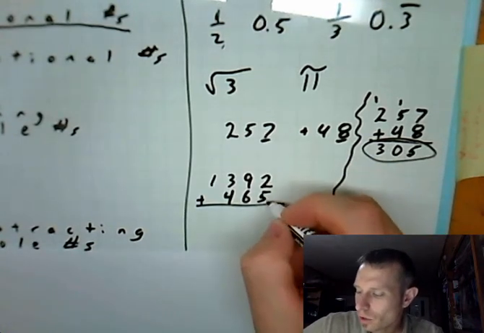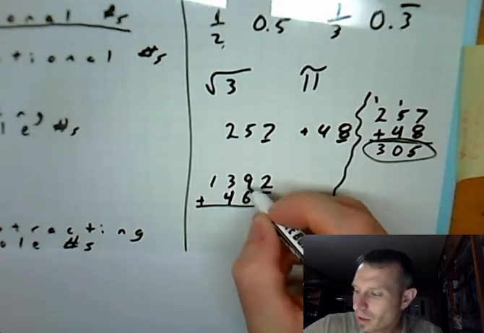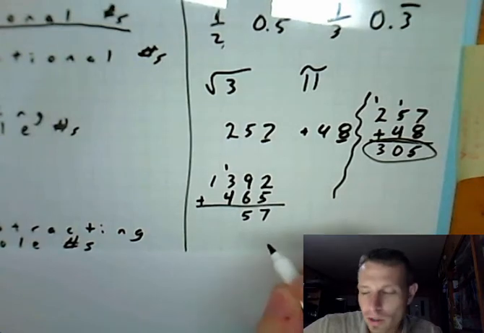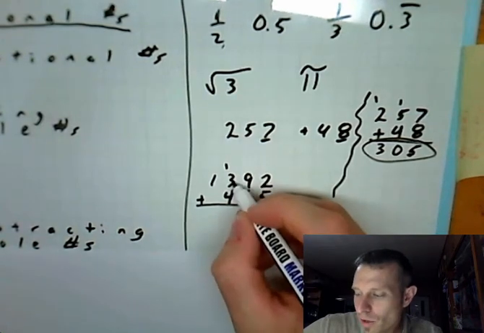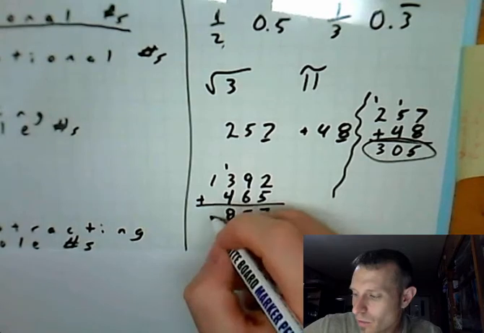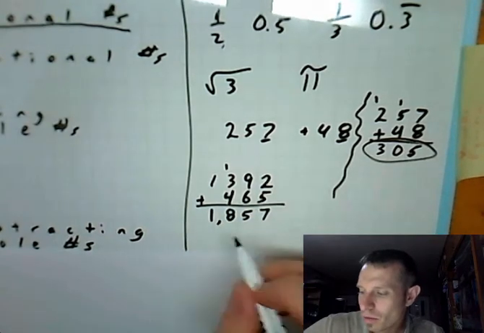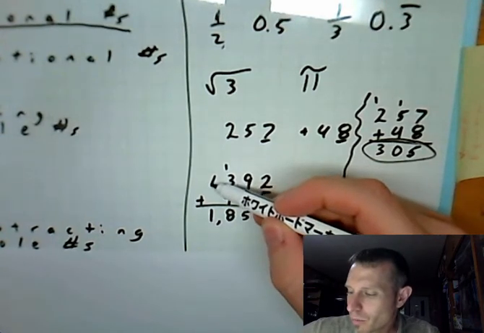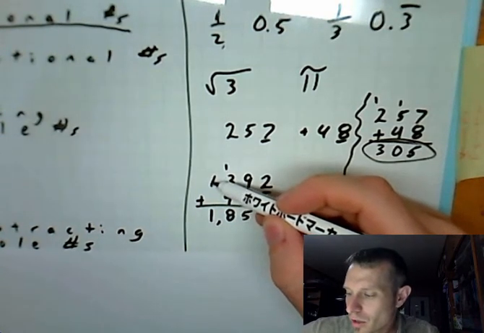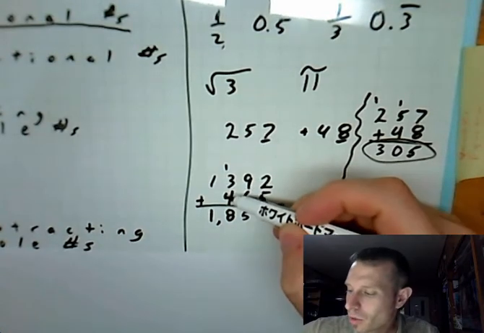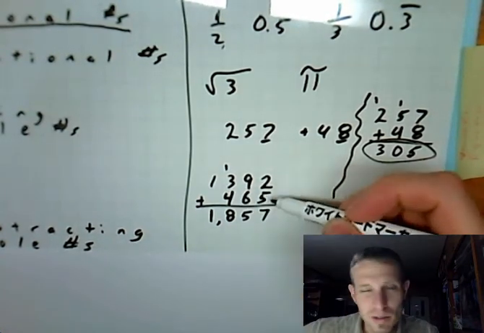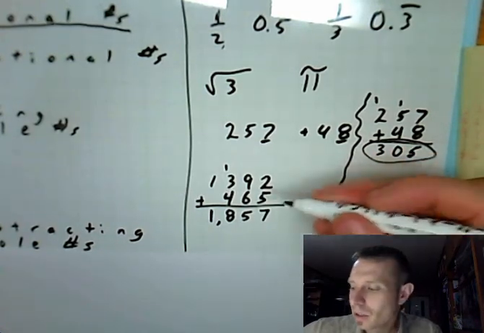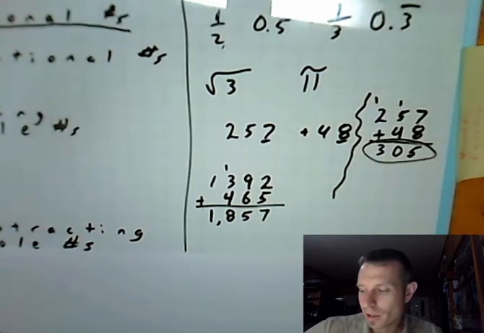So let's see, 2 plus 5 is 7, 9 plus 6 is 15, so we'll write 5, carry the 1, 1 plus 3 is 4, 4 plus 4 is 8, and 1 plus nothing is 1. 1,857. And so let's see if that's correct by just estimating. We have approximately 1,400 here, plus maybe 450, I guess, if we want to round that very easily. That's about 1,850. So I think we have the correct answer here.